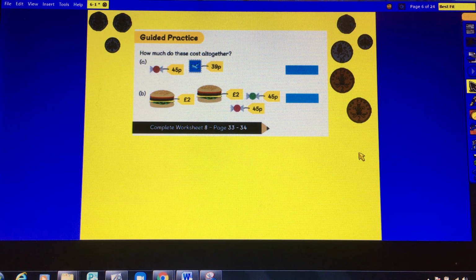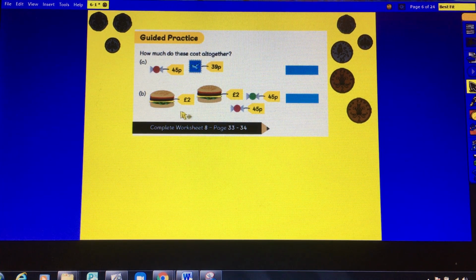Now remember children, you can use coins and notes to help you to work out the answer practically, or you could do the sum in your head. Some of you are really good at that. You can use the counting on method that we've been using in money for the past few days. Okay, the method to find the right answer needs to be recorded in your exercise books, and you can show me your working out and show me how you did it.